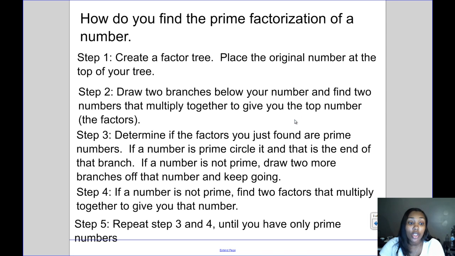Step 3, you're going to determine if the factors you just found are prime numbers. If a number is a prime number, you're going to circle it, and that's the end of that branch. If a number is not prime, you're going to draw two more branches off that number and keep going. The fourth step is if a number is not prime, you're going to find two factors that multiply to give you that number. And then step 5 is you're just going to keep repeating steps 3 and 4 until you have only prime numbers left.